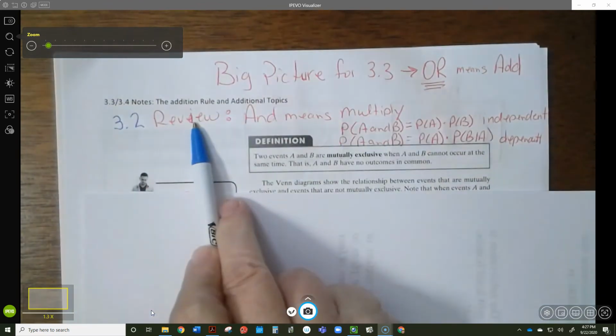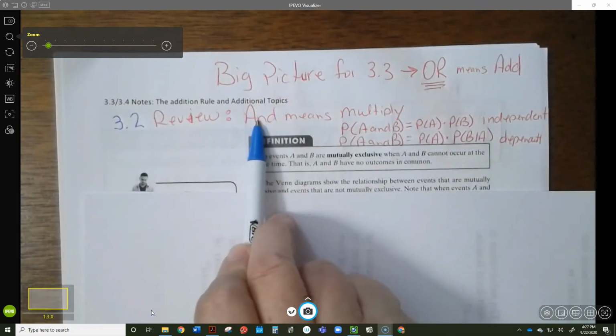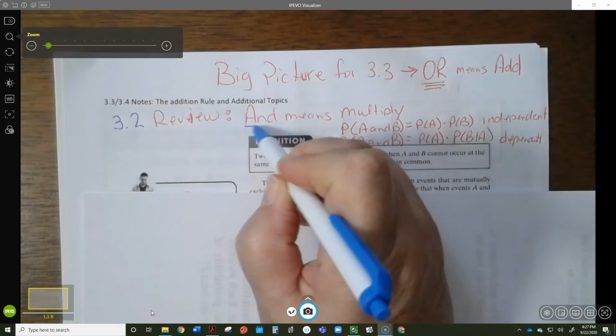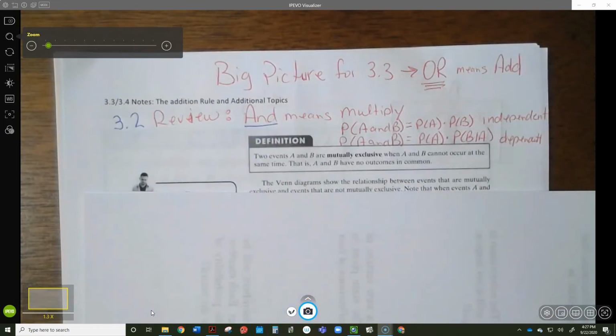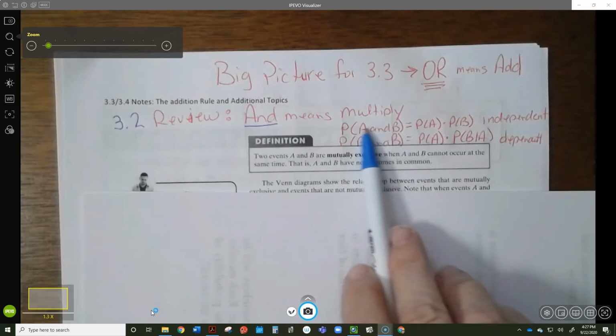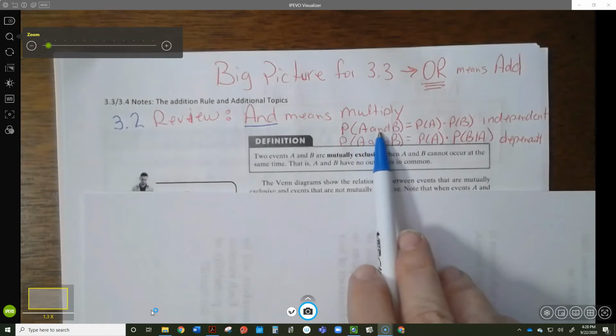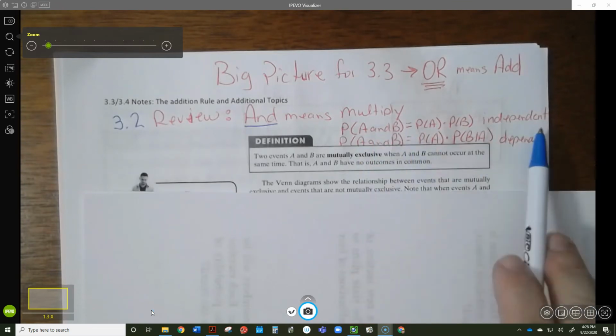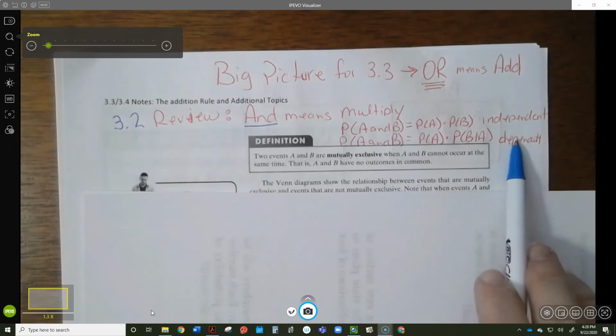This is the 3.2 review. The big picture for that was and. We did finding the probability of A and B. And the formula for finding the probability of A and B depends on whether the two events were independent or dependent.